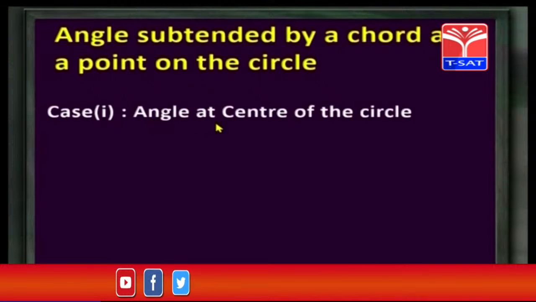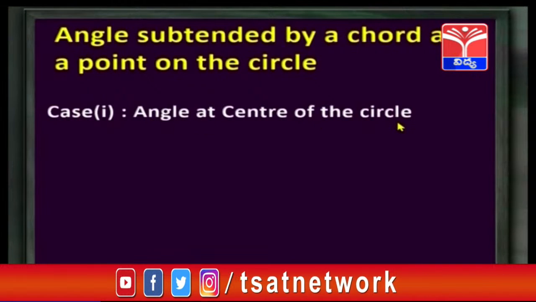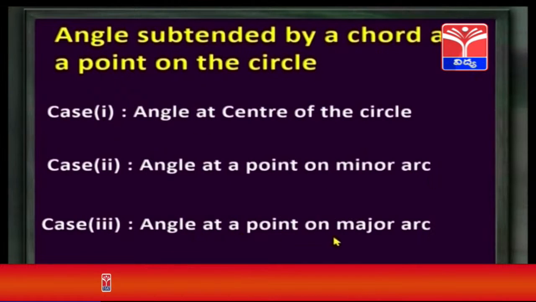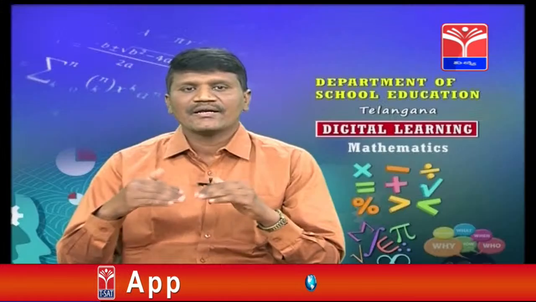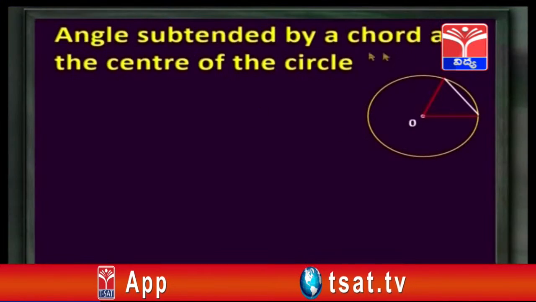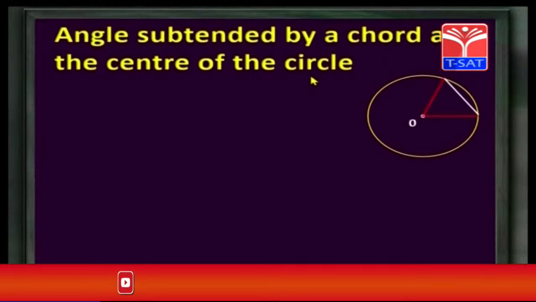First one is angle at the center of the circle, angle at a point on the minor arc, angle at a point on the major arc. Now let us see each and every case, and the first case is the angle subtended by a chord at the center of the circle.